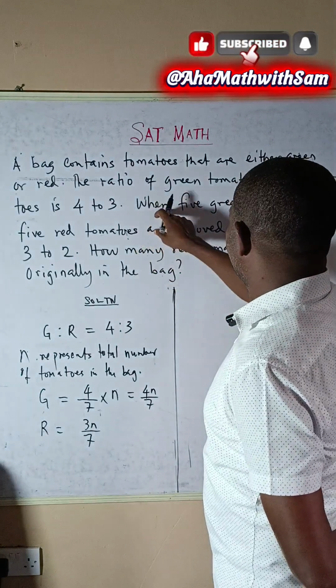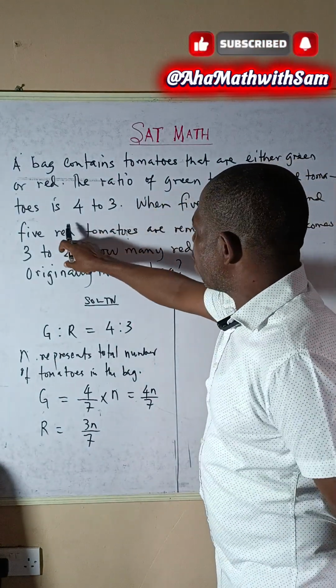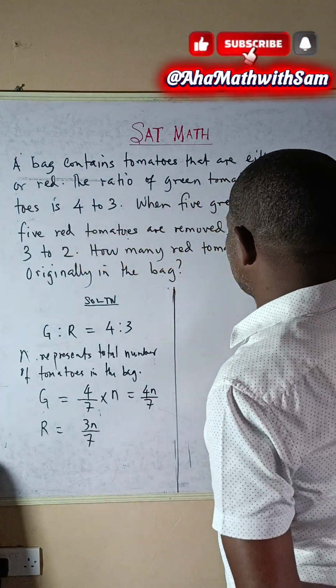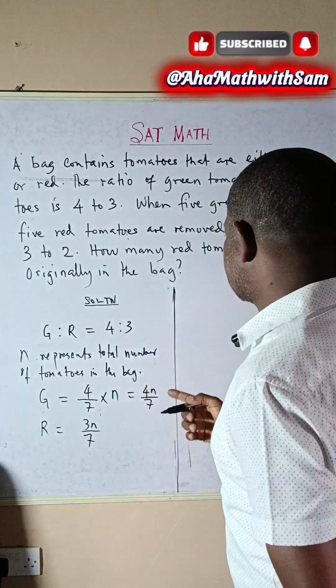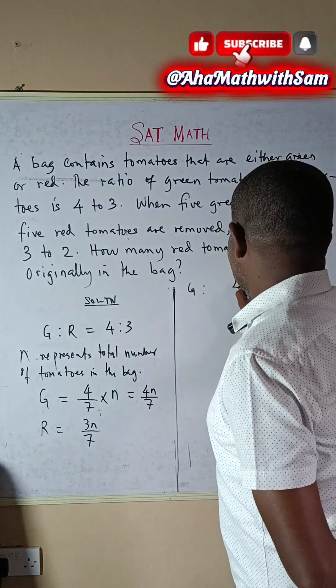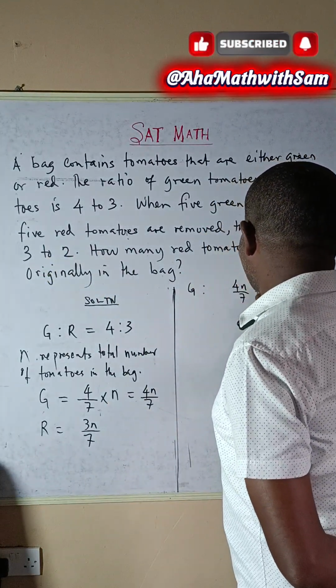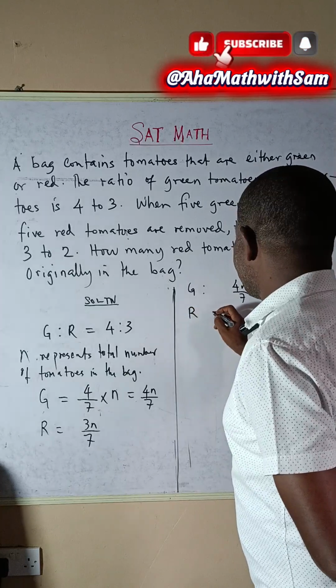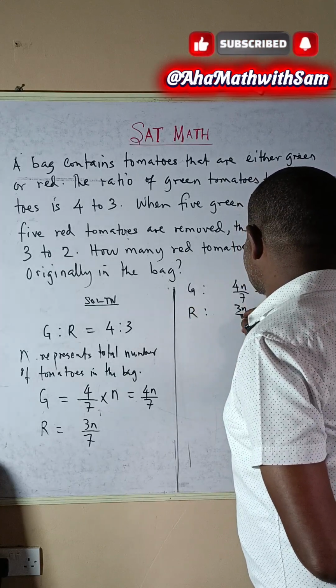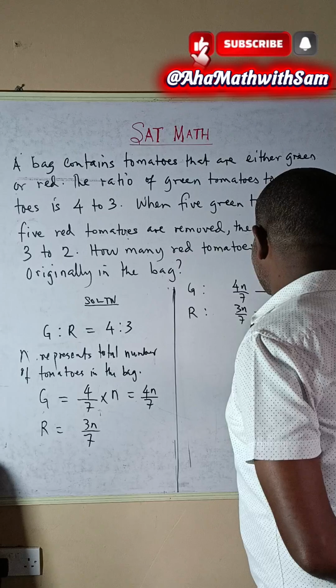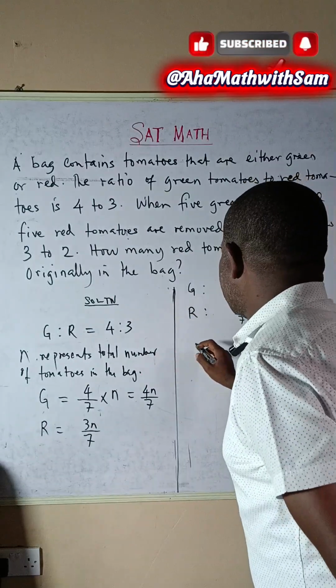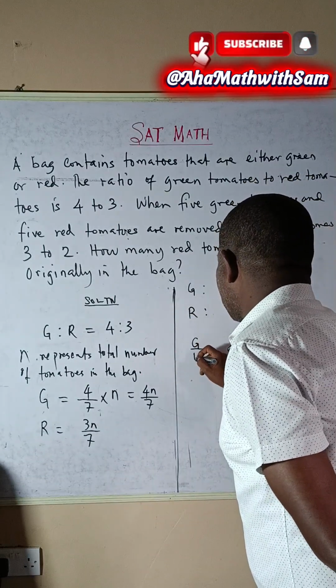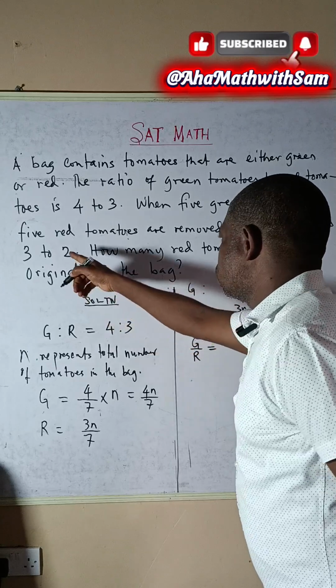Now the question says when 5 green tomatoes and 5 red tomatoes were removed, the ratio becomes 3:2. What does that mean? For green, it means 4N over 7 minus 5. For red, it will mean 3N over 7 minus 5. The ratio is equivalent to a fraction. What that means is that the fraction green over red will now be equal to 3/2.